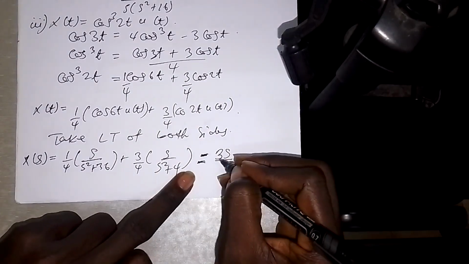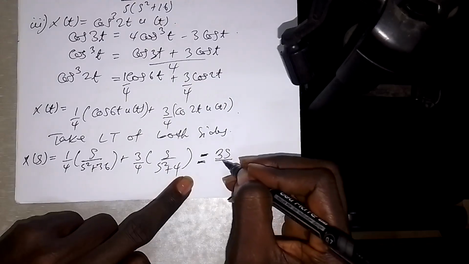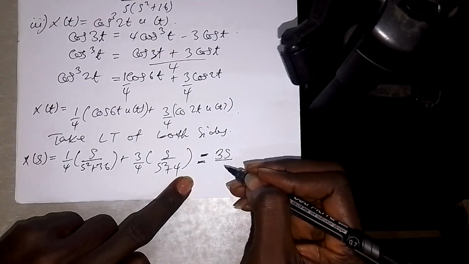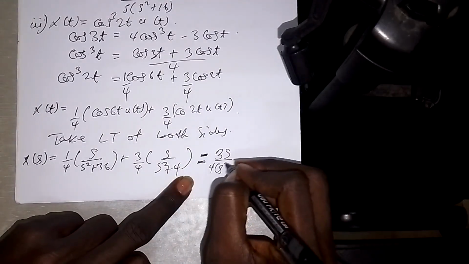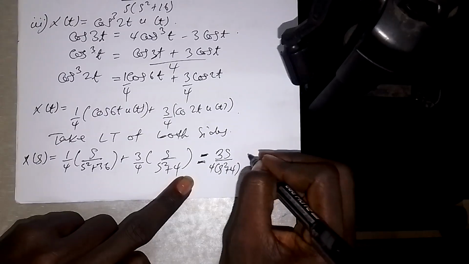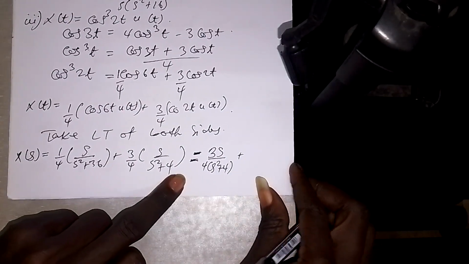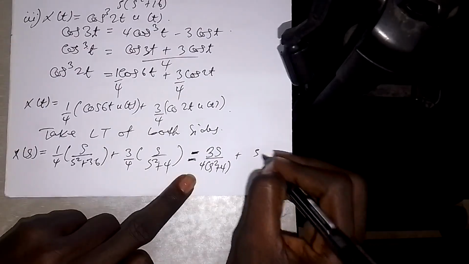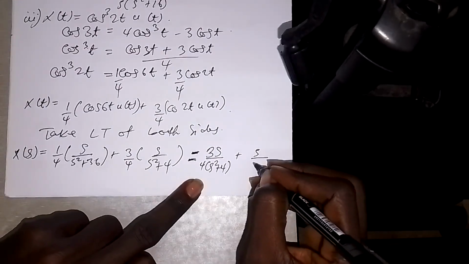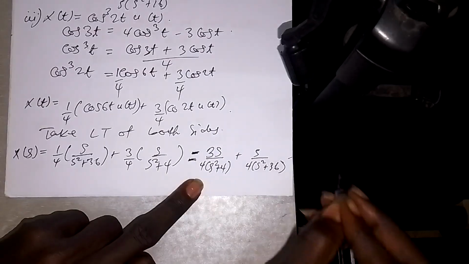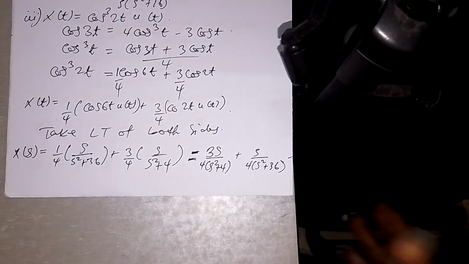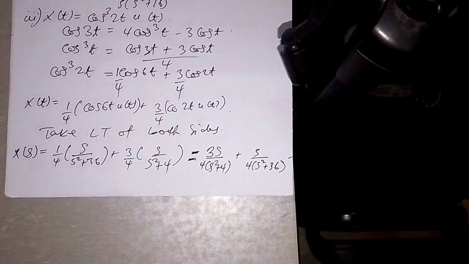So now here, this is actually equal to 3s over 4 into s squared plus 4, plus here I can have s over 4 into s squared plus 36. So basically this will be the Laplace transform for this one. Okay, so let me go to the next one.